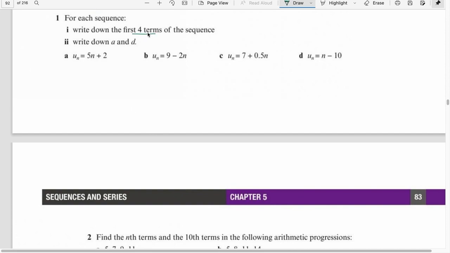So for each sequence, write down the first 4 terms of the sequence. We have the formula, and write down a and d. We'll come to that. So first 4 terms, I am just substituting 1 in place of n, and I get 5, 1 times 5 plus 2 is 7. Then 5 into 2 plus 2, that is 12. 5 into 3 plus 2, 17. 5 into 4 plus 2 is 22. So first 4 terms done. Now it says write down a and d. a is basically the first term, so a is equal to 7, and d is the common difference. We can see these are increasing by 5.